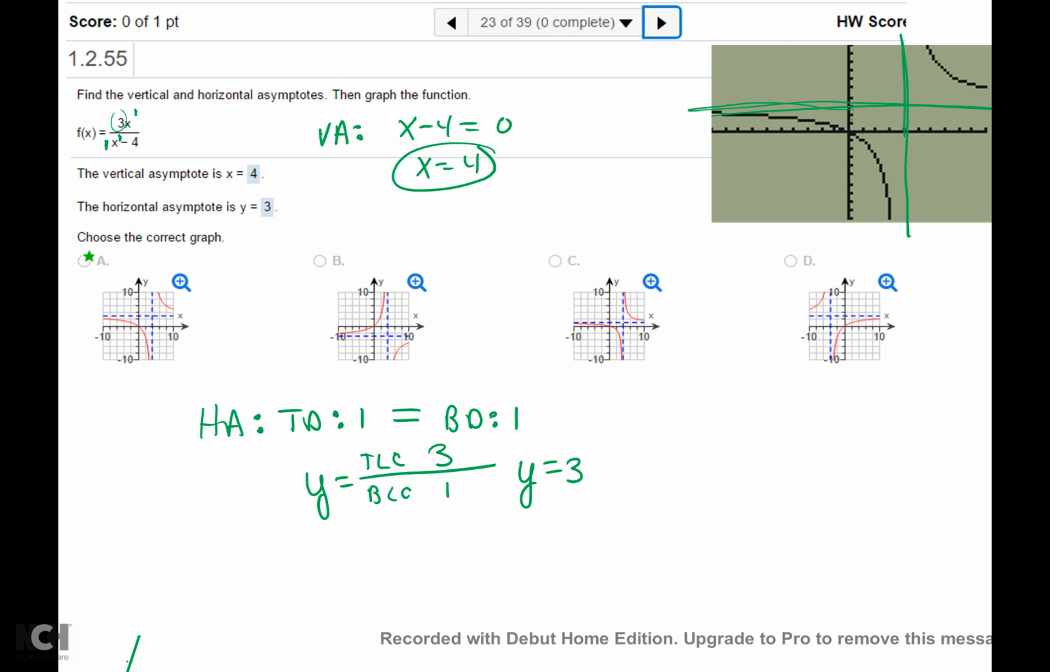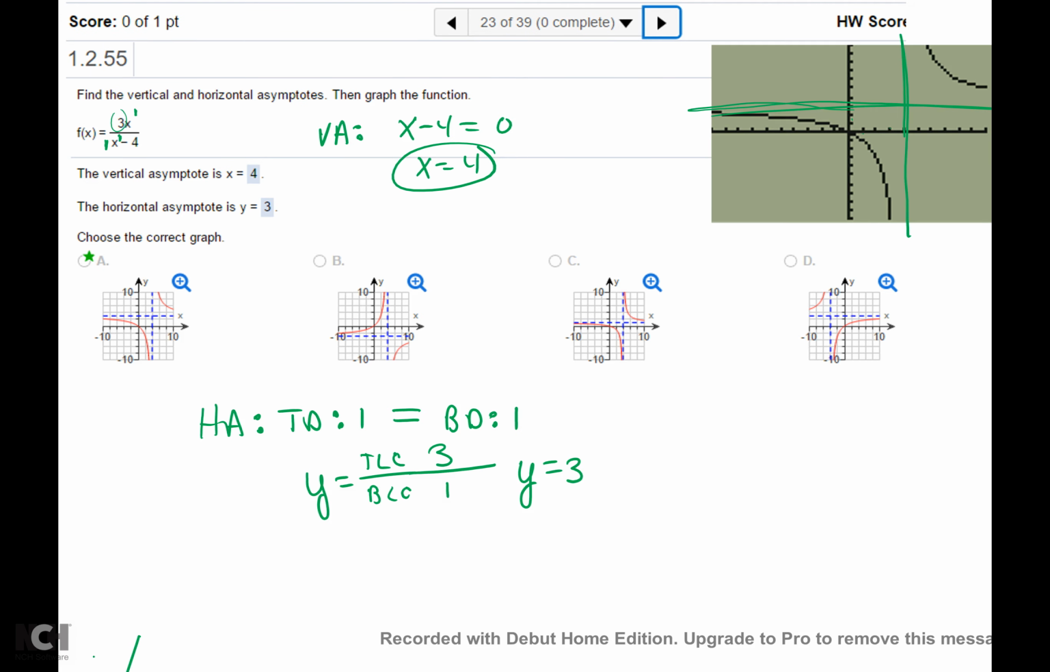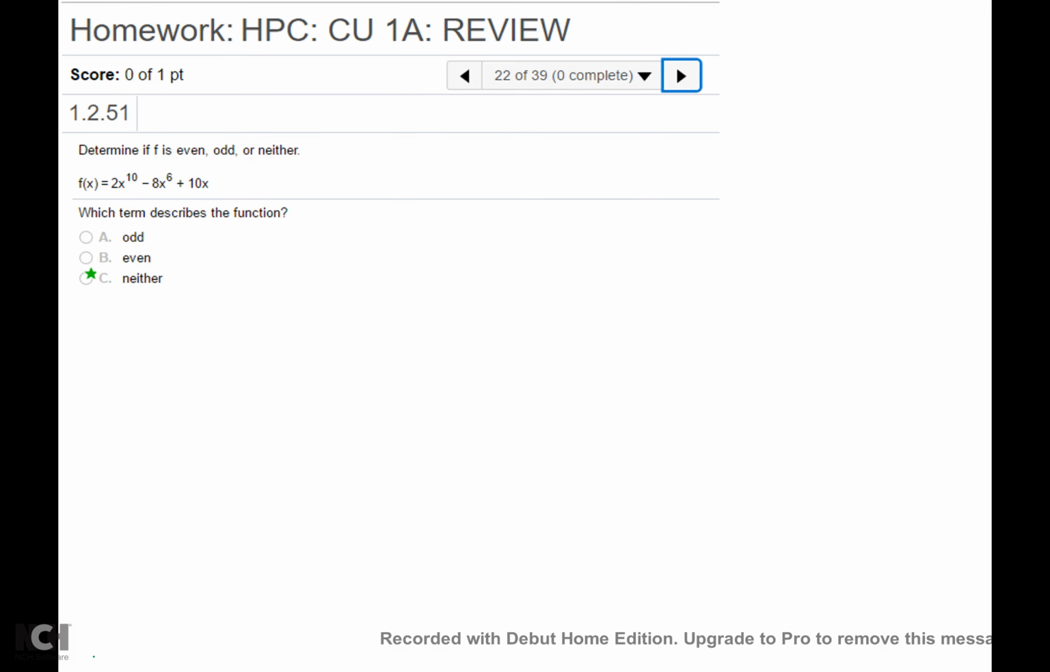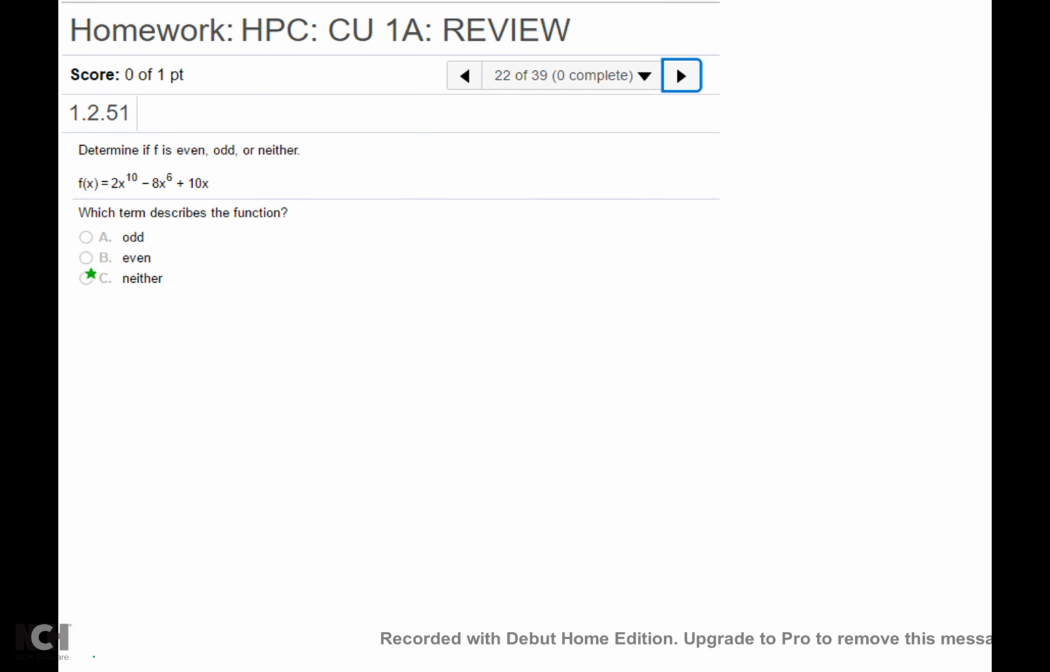And then type it in the graphing calculator and get the picture. Okay. I want to see if I skipped anything. I did. No, I got that one. Okay. Alright, I skipped 22.